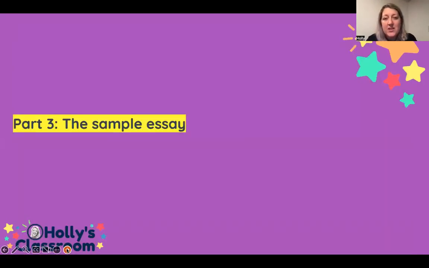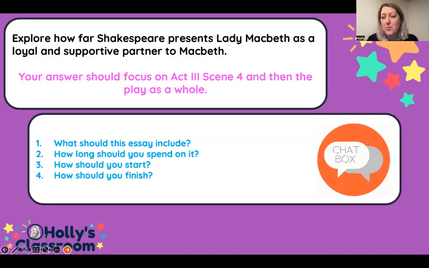So we're going to move on to looking at the sample essay now. Hopefully you've all had a chance to read it, but don't worry too much. If you haven't, hopefully you've got it on a screen nearby or a printout. So the question for the sample, the model essay, is explore how far Shakespeare presents Lady Macbeth as a loyal and supportive partner to Macbeth. That's the question. And the question then goes on to say that your answer should focus on Act 3, Scene 4, and then the play as a whole. I think everybody has a copy of that extract as well.